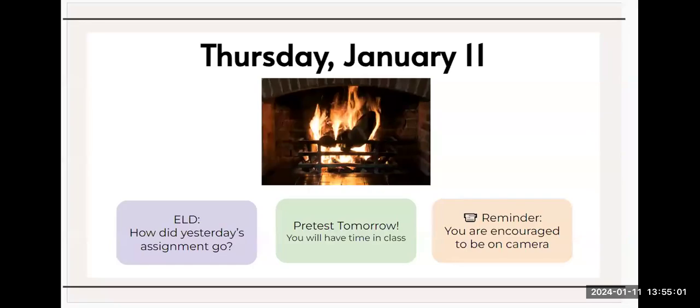Let's do this. I'm going to give you some time at the end of class today to start that checkpoint, the 4.01.